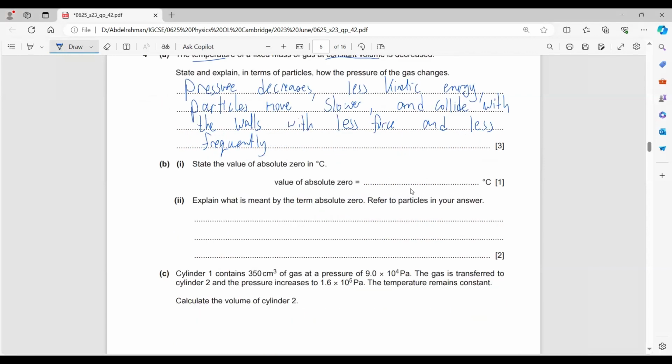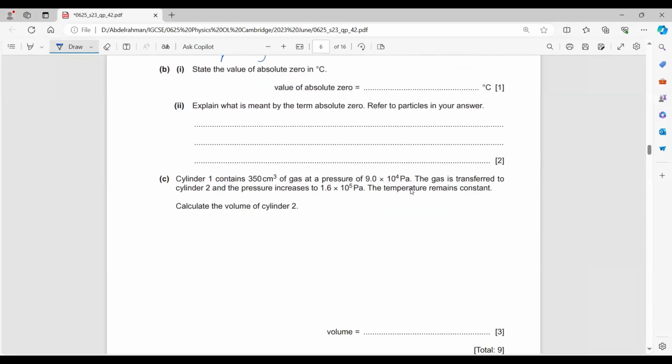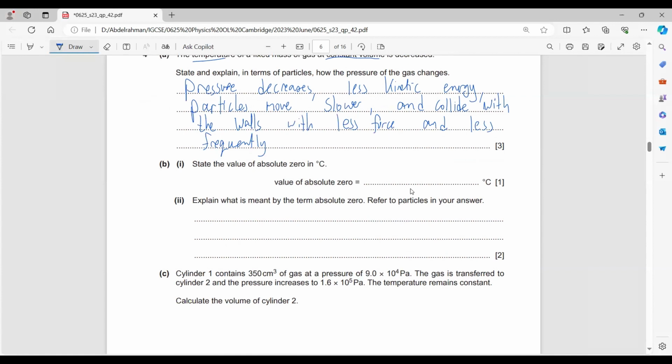What is the absolute zero in terms of degrees Celsius? This concept is quite new. We had an equation, a Kelvin. Is it negative 273? Correct, negative 273 degrees Celsius. The equation was Kelvin equals Celsius plus 273.